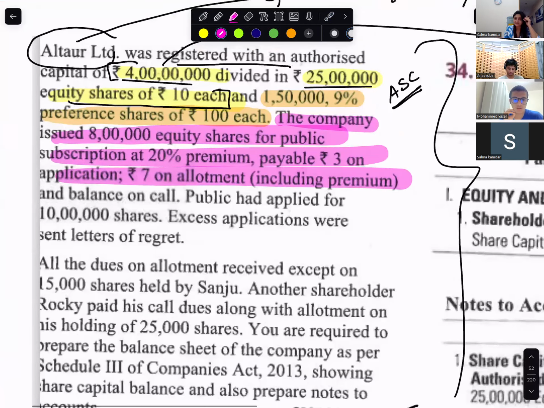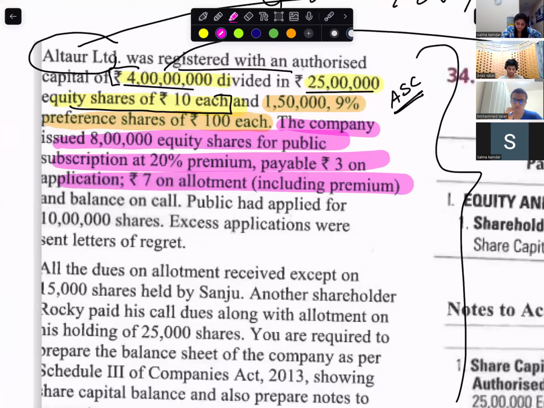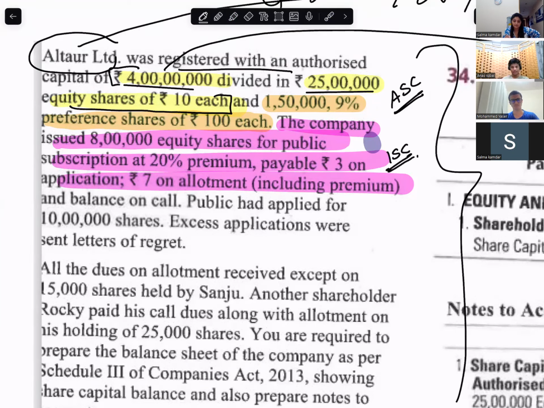Okay, how will you write this, Anas? Company issued 8 lakhs at rupees 10. How much? Rupees 10, that's 7 plus 3, rupees 10, right? Yes. Premium.